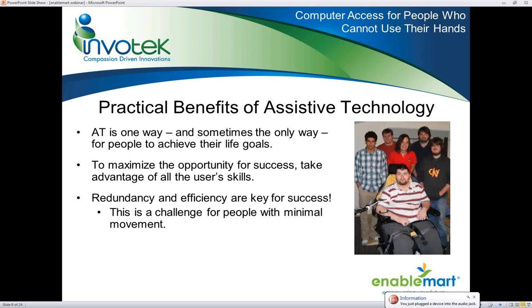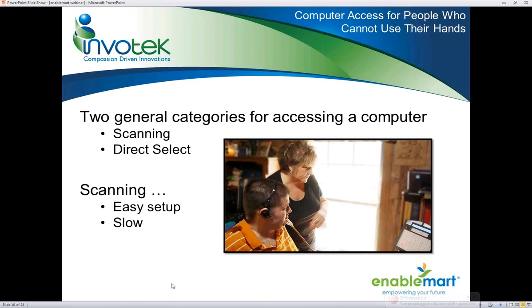To maximize the opportunity for success, we want to use as many of the user's skills as possible in combination to ensure that when something doesn't go well, which happens often with computers, right? We couldn't figure out how to get the speakers to work correctly here. So you just have to have an alternate method. You have to have another way to get through that. And we've already talked about redundancy and efficiency.